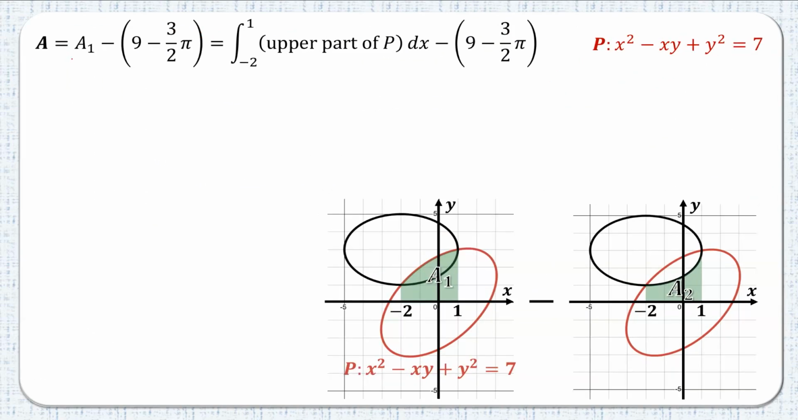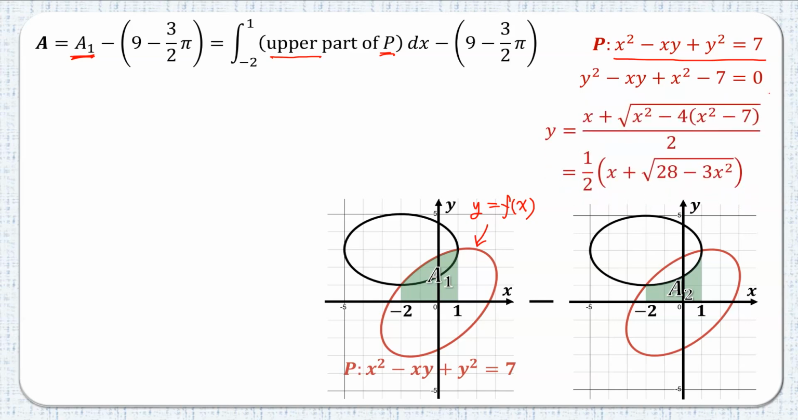So now our concern is to obtain the area A1, which is the integral of the upper part of ellipse P. In order to do so, we must obtain the equation of ellipse P in y equals f(x) form. So from our equation over here, we can rearrange this into a quadratic equation of y and use the quadratic formula to solve for y, which gives 1/2 times x plus square root of 28 minus 3x squared. Here, I took the plus sign because we are looking for the upper half of the ellipse. If we took the minus sign instead, it gives the equation for the lower half of the ellipse.